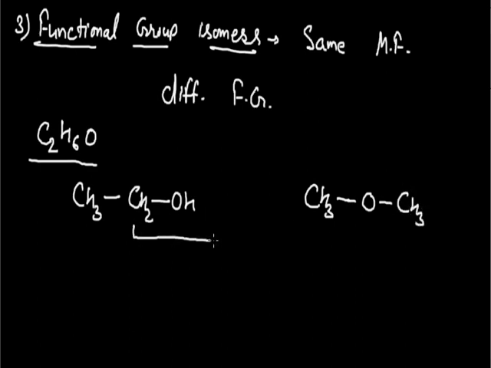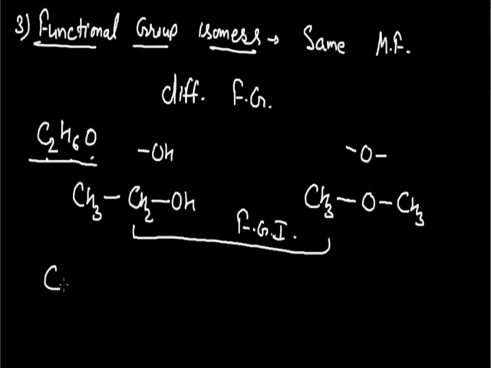Now these two structures have the same molecular formula, C2H6O, but they have different functional groups present in them. In the very first structure, the functional group is alcohol, while in the second structure the functional group is ether. And since they have different functional groups, these two can be defined as functional group isomers.